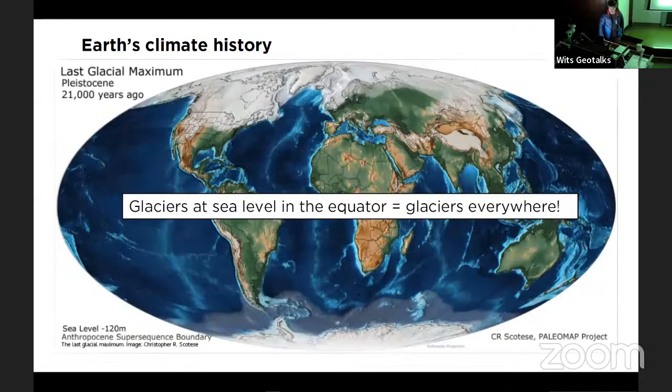Essentially what this means is that we've got glaciers in the tropics, right? And if you remember what I said at the beginning, you always get colder when you're going from the tropics towards the poles. So if there's glaciers at sea level in the tropics, it means you've got to be colder than that everywhere else. And that's what led to this idea that the whole planet must have been covered in ice, because if you can sustain glaciers in the tropics, you can sustain glaciers everywhere else.